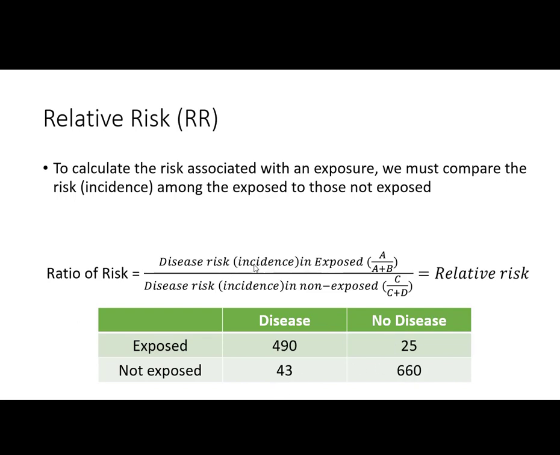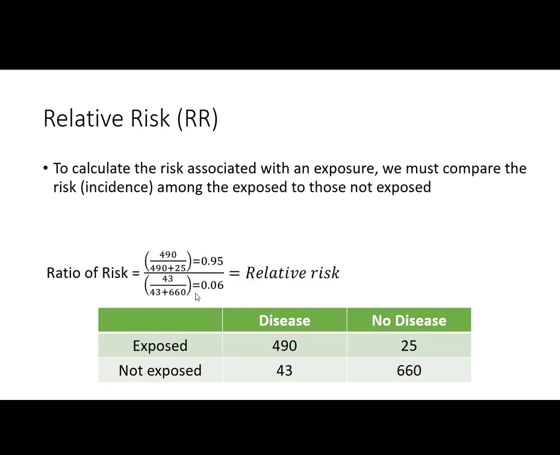To find the disease risk, the incidence in the exposed, we do A over A plus B. So that's 490 divided by 490 plus 25, which is 0.95. And then we do the same for the denominator. We say 43 divided by 43 plus 660, and we get 0.06. When we divide that out, we get 0.95 divided by 0.06, and we get 15.8.